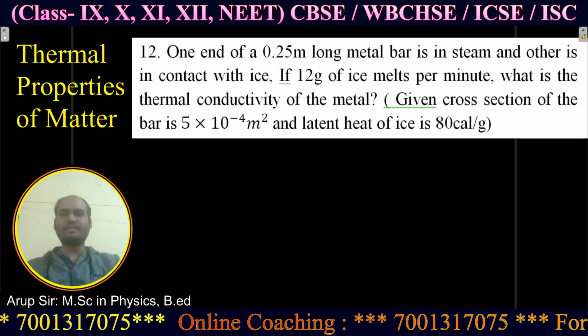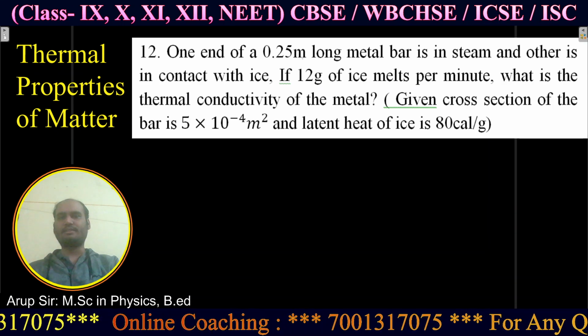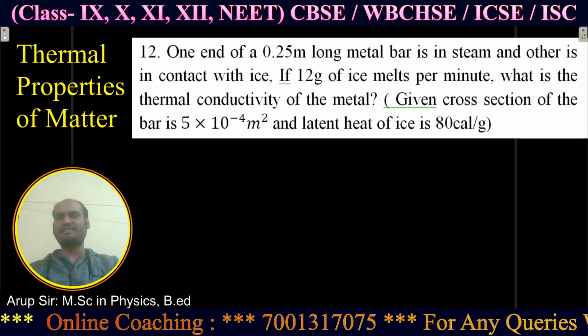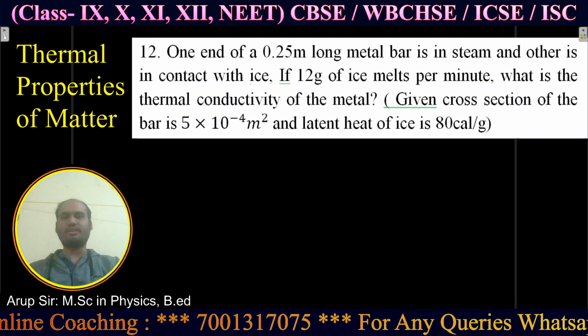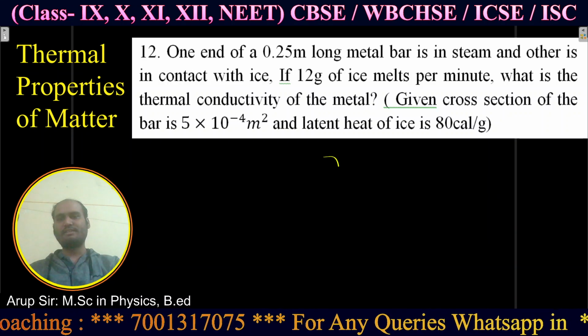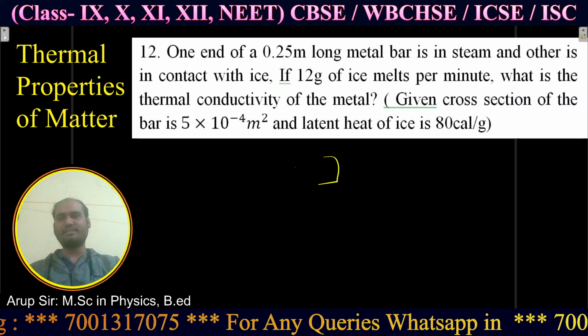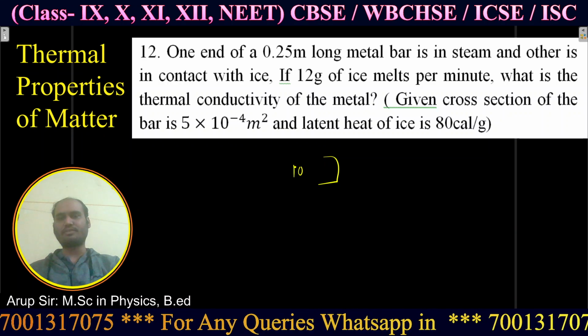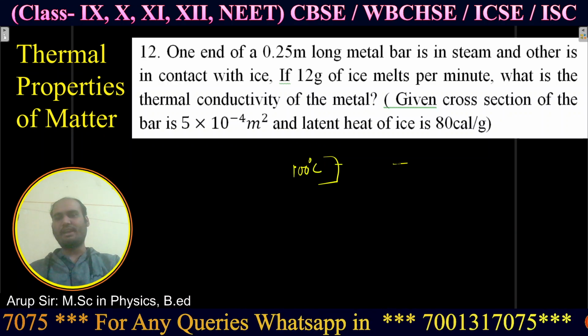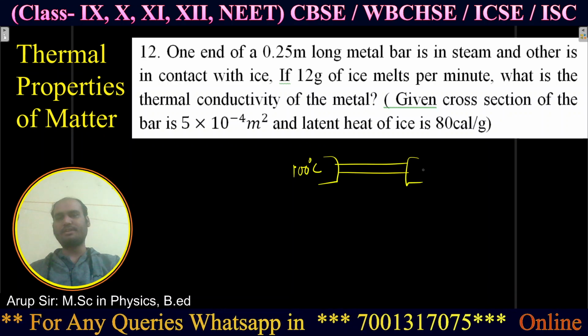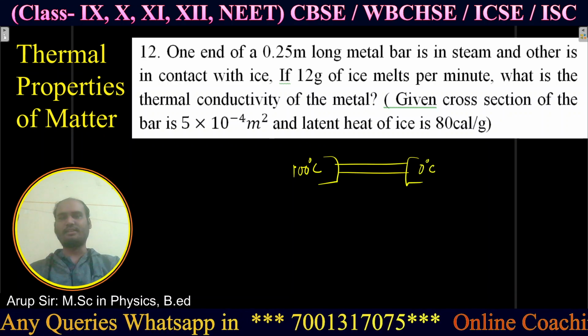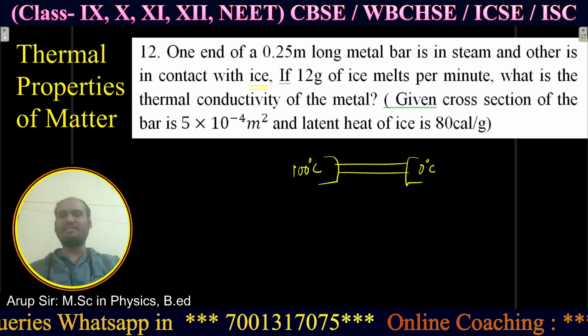Okay, the question is: one end of a long metal bar is in steam and the other end is in contact with ice. So basically the situation is like this: one end is steam. Steam is at a temperature of how much? 100 degrees centigrade. And the other end is at a temperature of how much? 0 degrees centigrade, because it is kept in contact with the ice.